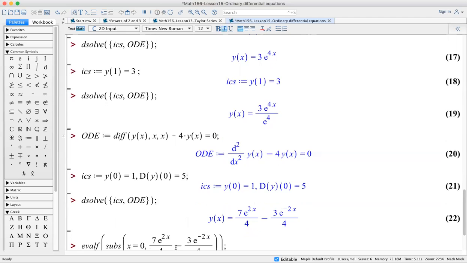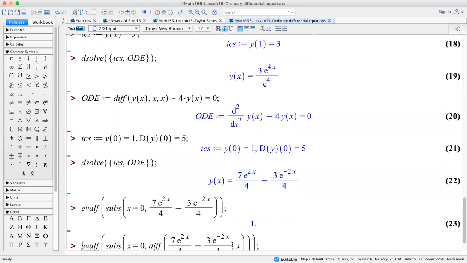What does the particular solution look like? That's it. 7/4 e to the 2x minus 3/4 e to the minus 2x. Again, when x equals 0, you get 7/4 minus 3/4, which is 1. And if you differentiate, and then x equals 0, you get 7/2 plus 3/2, which is 10/2, which is 5. So this all works out.